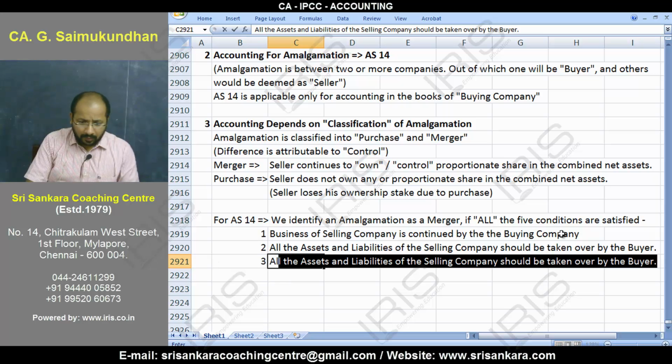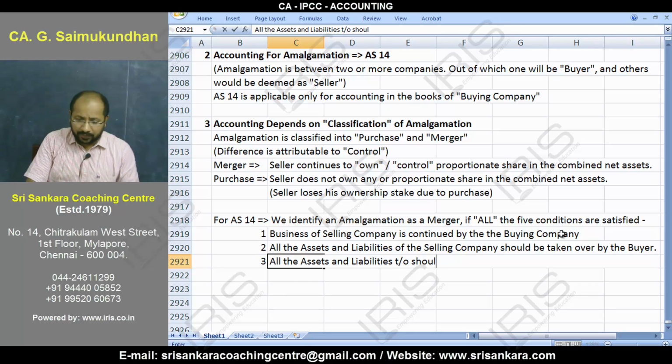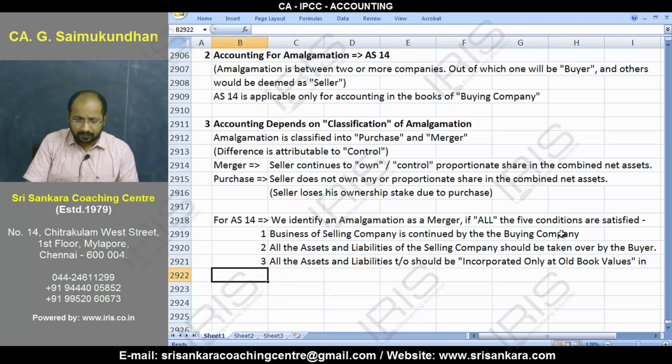Third condition, all the assets and liabilities taken over should be incorporated only at old book values in the books of the buying company.